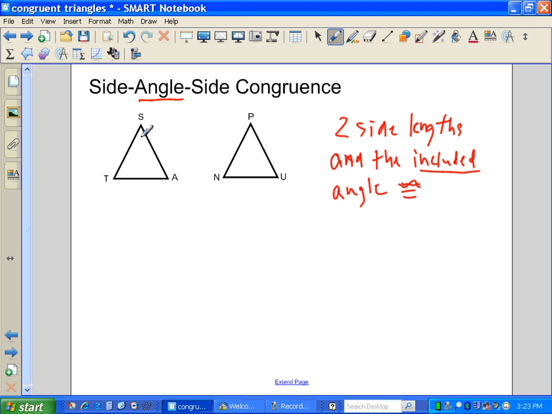So let's say we knew that angle S was congruent to angle P, and that we also knew that ST was congruent to PN, and that SA is congruent to PU. So then we have this side length, and the included angle, the angle in between, congruent to this side length, and the included angle. So we would say triangle SAT is congruent to triangle PUN by side angle side congruence.